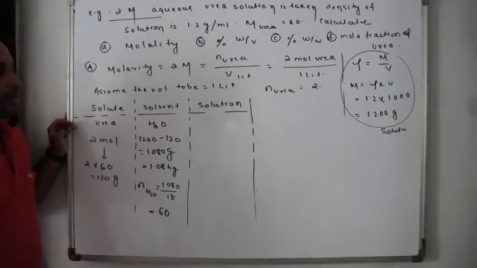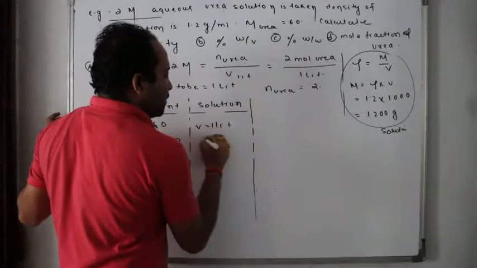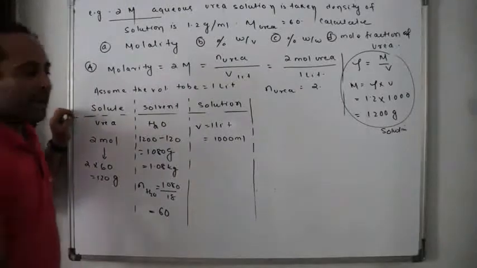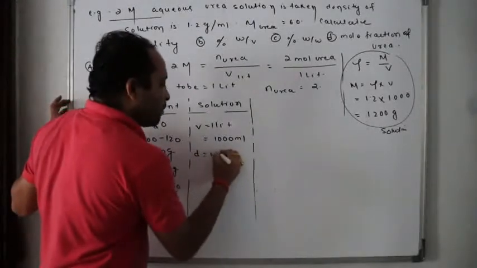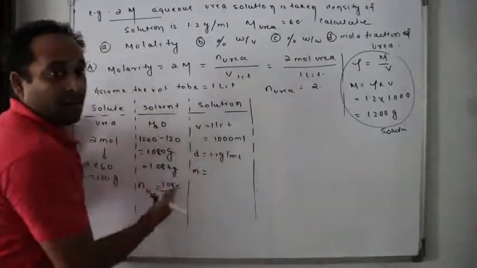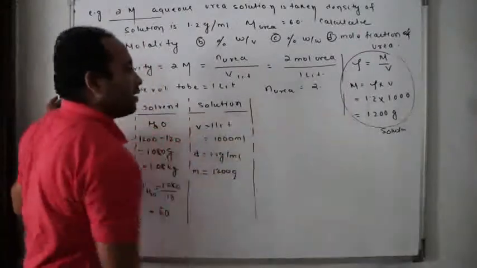Now let us summarize the solution. Volume is 1 liter, that is equals to 1000 ml. Density 1.2 gram per ml. Mass, already I told you, it is 1200 grams. I calculated here, isn't it?